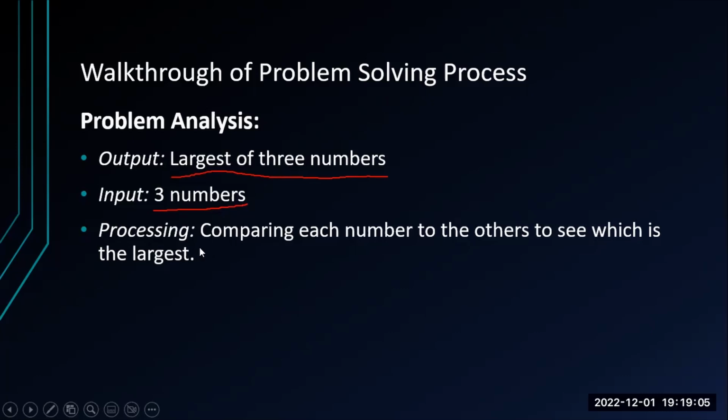So now we have to look at the processing, which is the steps that will be taken to manipulate these inputs right here in order to achieve this output right here. So if you are being asked to find the largest of three numbers, then you're gonna probably have to compare each number to then see which is the largest and then return that one. So that would be your processing in this situation, comparing each number to the rest to see which is the largest.